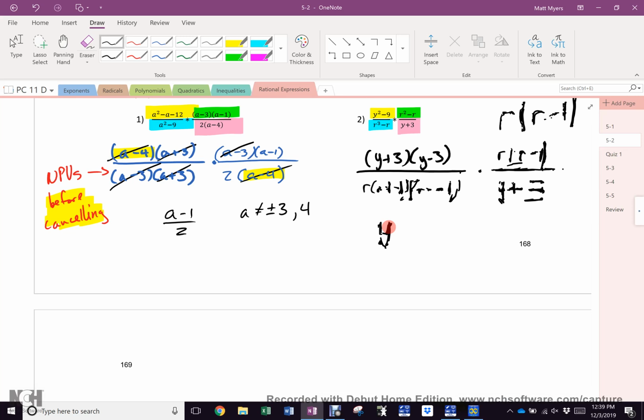Where do I check for restrictions? R can't be 0 or plus or minus 1, and y can't be negative 3.